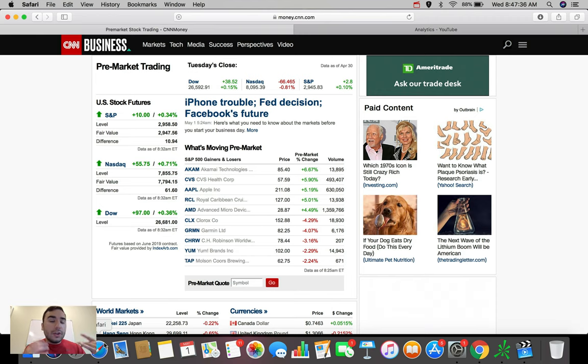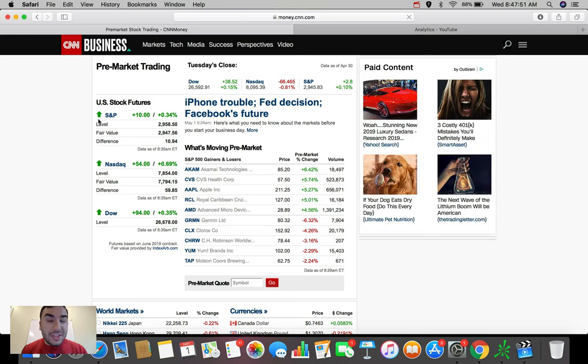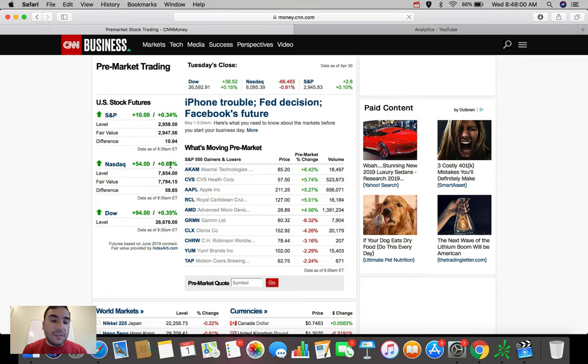Let's hop over here to my Safari tab and let's talk about the stock market futures, right? This is the CNN Business. This is typically where I'm looking at the futures every morning. We can see, if we do a quick refresh here, the S&P's up about $10 right now, up about 0.34%. NASDAQ's up 54 points here, pretty solid morning, up nearly 0.7%. And the Dow's up almost 100 points, up 94 to be exact, up 0.35%.